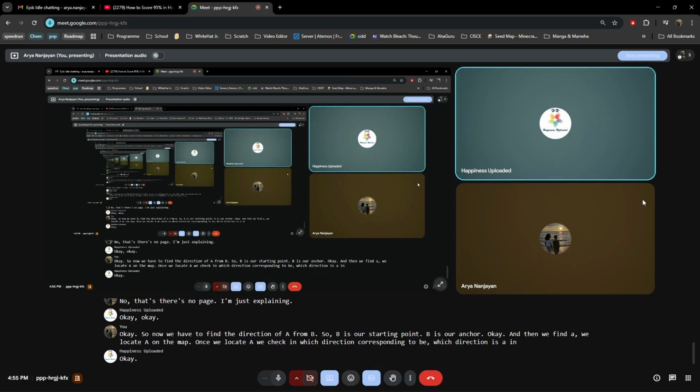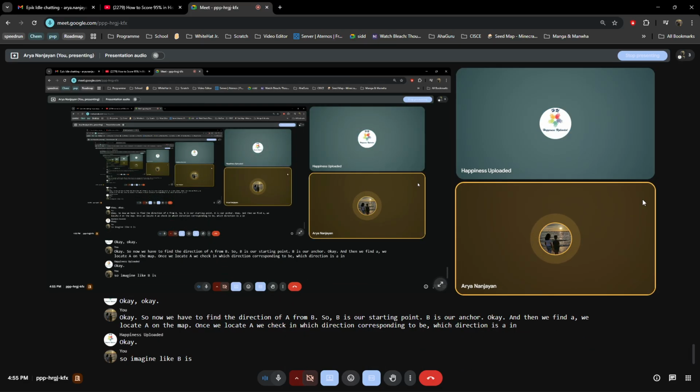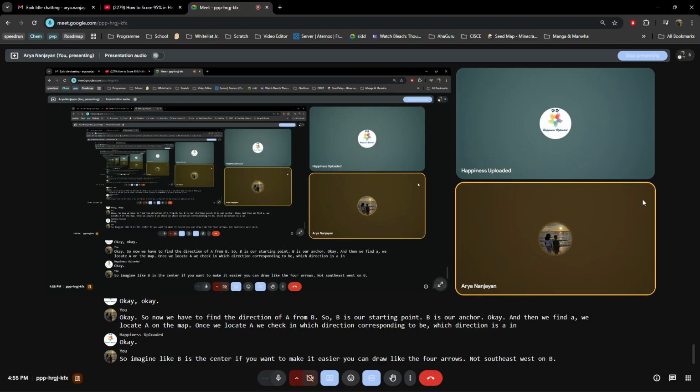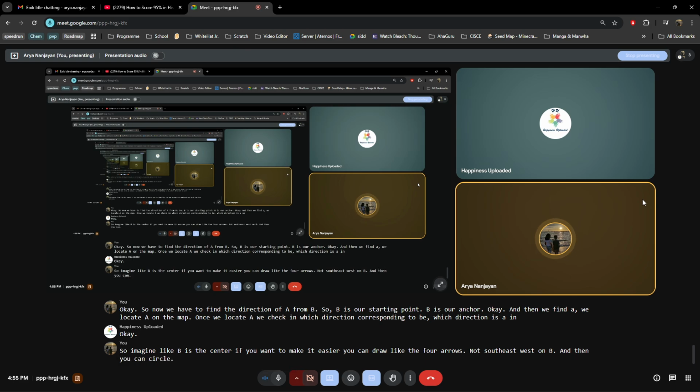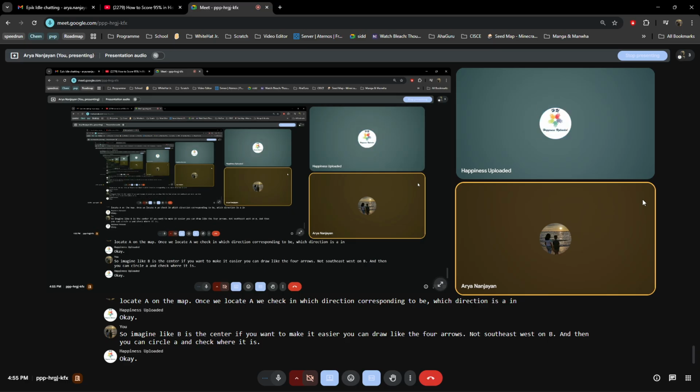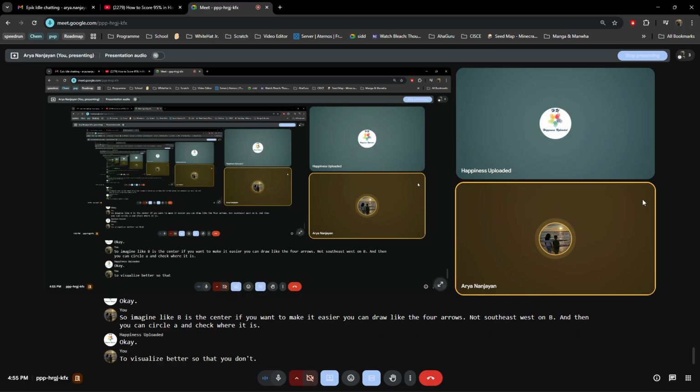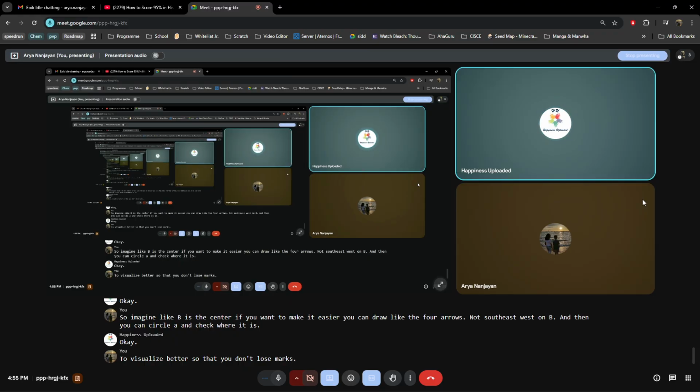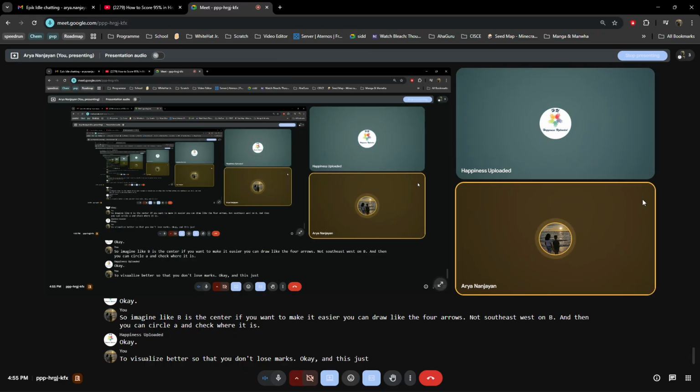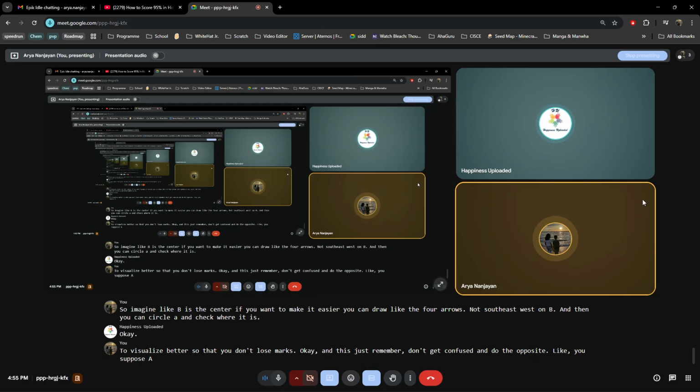So imagine like B is the center. If you want to make it easier, you can draw the four arrows, north, south, east, west on B, and then you can circle A and check where it is, to visualize better so that you don't lose marks. And just remember, don't get confused and do the opposite. Suppose A is southwest of B, don't write B, like don't write northeast.